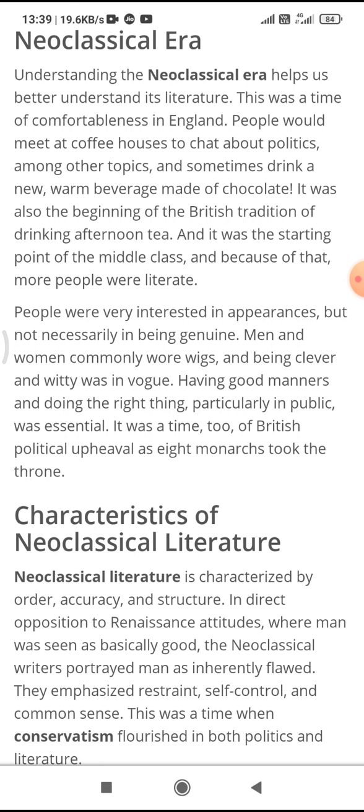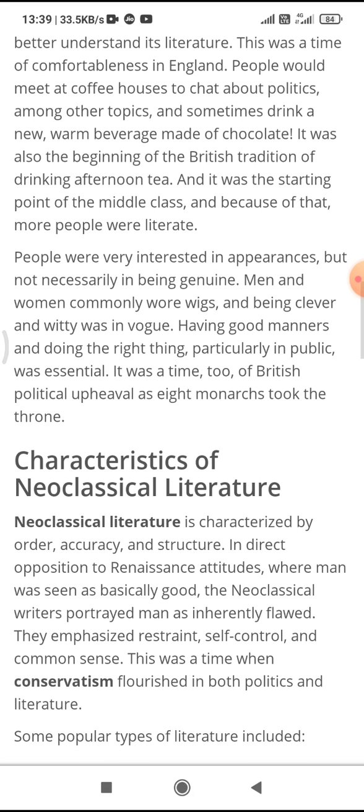And it was the starting point of the middle class, and because of that, more people were literate. This was a very important period. In this period, more and more people started becoming literate. People were very interested in appearances but not necessarily in being genuine. Men and women commonly wore wigs, and being clever and witty was in vogue. Having good manners and doing the right thing, particularly in public, was essential. It was a time too of British political upheaval, as 8 monarchs took the throne.